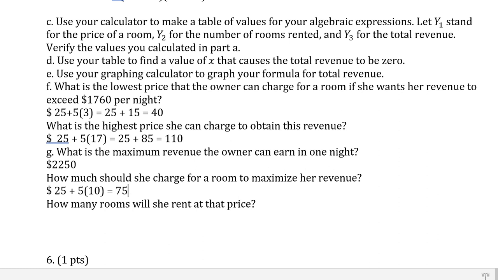And then how many rooms will she rent at that price? Okay, again, remember that x is 10, but notice the number of rooms. The formula for that was 50 minus 2x. So this will be 50 minus 2 times 10, or 50 minus 20, so 30 rooms at that price.